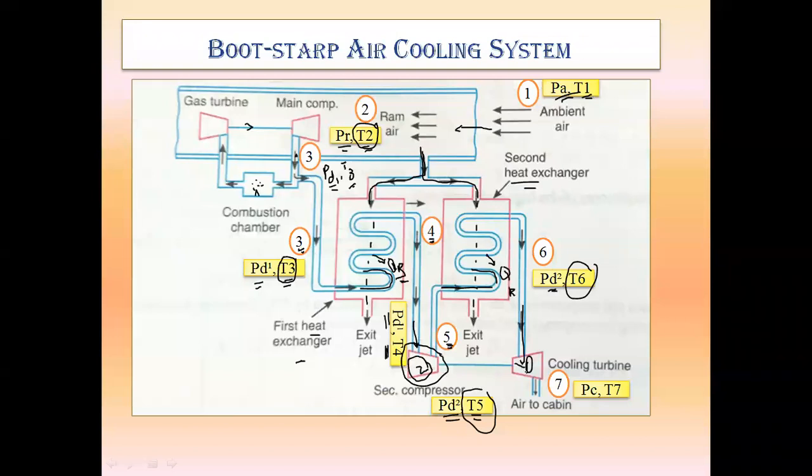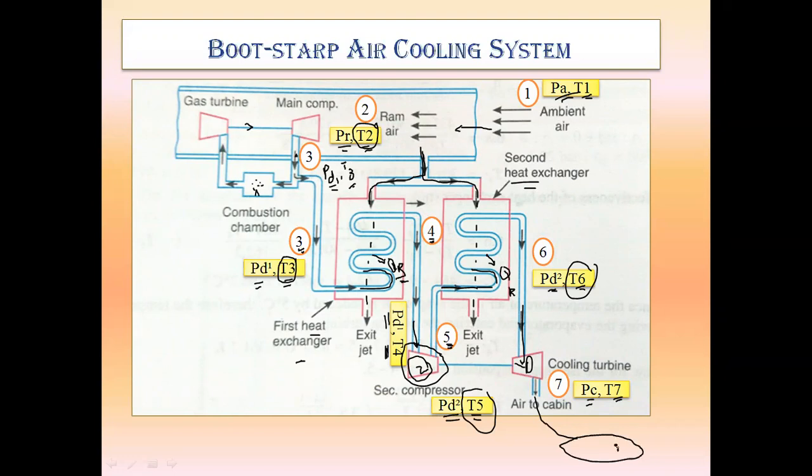And inside of the cooling turbine, pressure of the compressed air will decrease from PD2 to the cabin pressure. At the same time, temperature of the air will also decrease from T6 to T7. And whatever outlet of cooling turbine will be there, that air will be supplied to the aeroplane cabin.